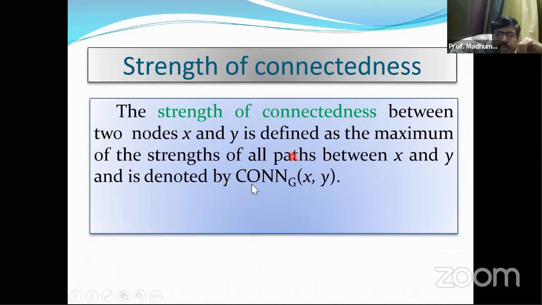This parameter we have used here, CONN_G, between x and y. That means between the two vertices x and y, there are different paths. For that particular example, there are four paths. Among them, the path xcy is the strongest path, and that connectivity value is denoted by CONN_G(x,y). So this is called the strength of connectedness between the nodes x and y.